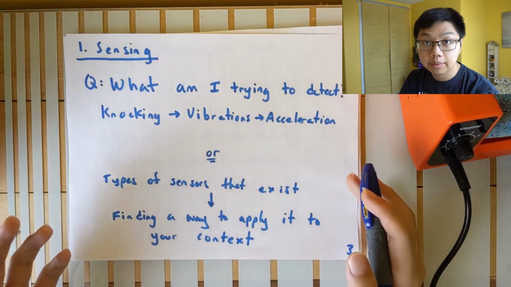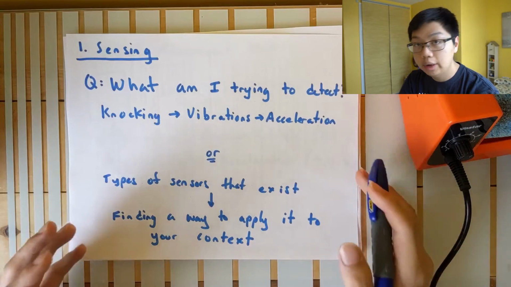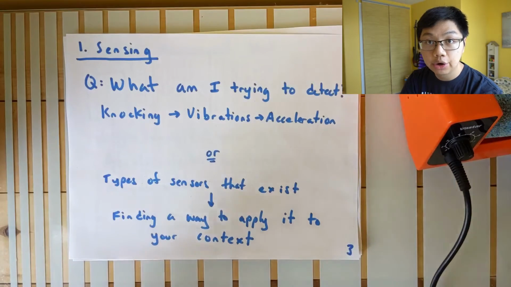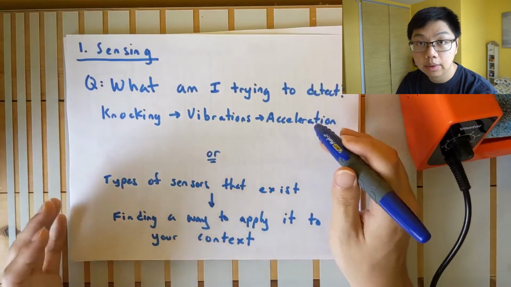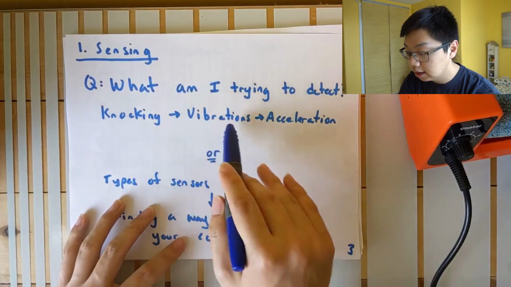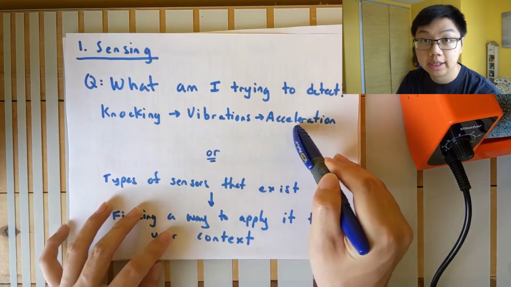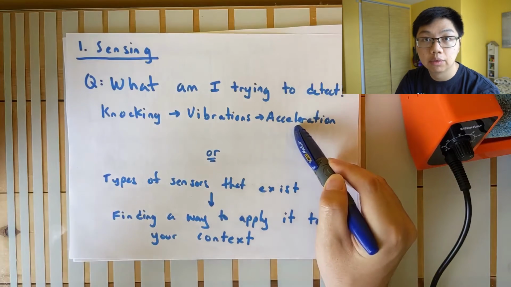So first, sensing. What you want to ask is, what am I trying to detect? And once you have this complex idea, you want to break it down into its fundamental concept. For example, I want to detect knocking. That can cause vibrations, and that can be measured in acceleration. So maybe use an accelerometer.